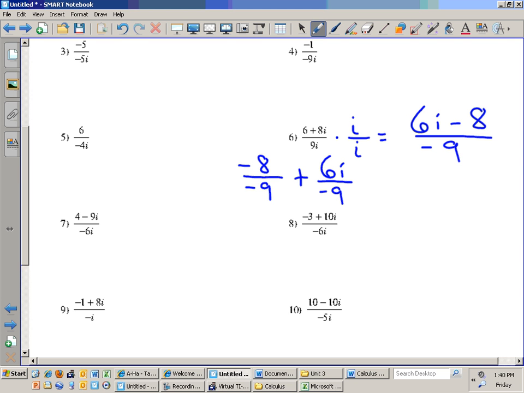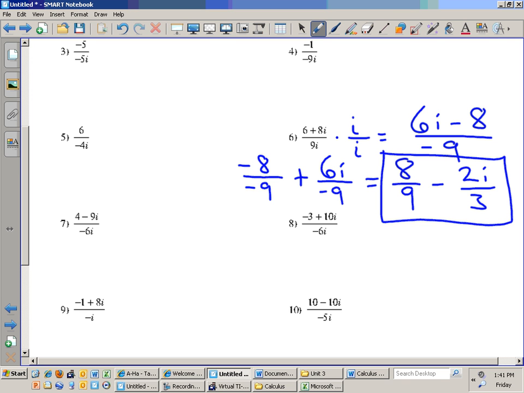So you need to divide both pieces. Yep, so you would have +8/9. And then what does 6i over -9 reduce to? Right, minus 2i over 3. Yep. So again, we just multiply top and bottom by i, but you have to divide it by the bottom. It's equivalent in terms of its value, but it's more useful if it looks like that. We'll use that later on.